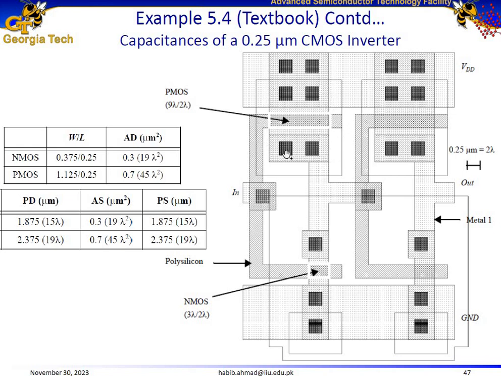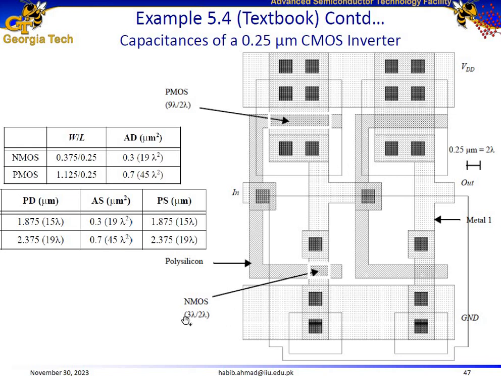Similarly, here is our PMOS. And this is the drain region of the PMOS. Similarly, this is the source region of the PMOS. In our calculations, we need to calculate the area of the drain of the NMOS and the perimeter of the drain of the NMOS. And similarly, the area of the drain of the PMOS and the perimeter of the drain of the PMOS. So let us focus on that.